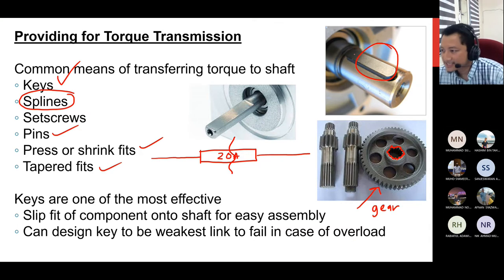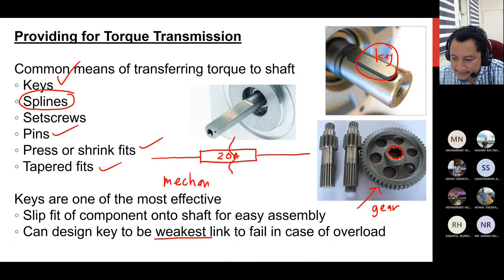So kadang-kadang you can even design your key to break away lah kalau ada sudden power overload. So kamu punya shaft tu selamat lah. Yang masalahnya key saja. So kena tukar key dan tak ada masalah lagi lah. So you can even design it to be a weak link as a mechanical fuse in order to protect your system from overload.